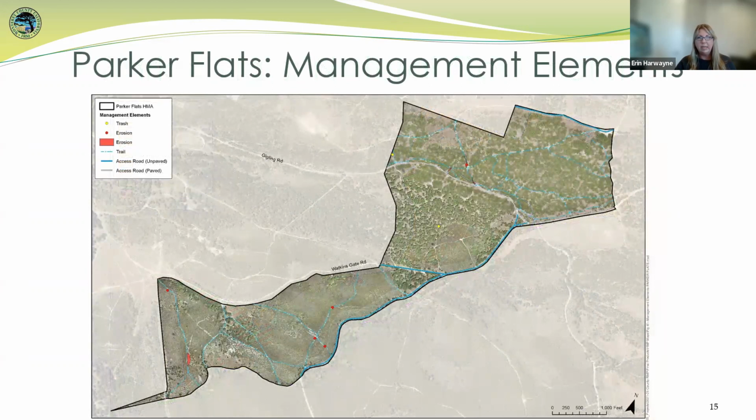All right, this is an example of our management element maps that identify trails and roads, areas of erosion. What else do we have here? It's too small for me to see. Yeah, erosion. So areas of concern that we want to focus and identify potentially some management activities to keep an eye on these areas and make sure these issues don't spread to the detriment of the species and habitats here within these parcels.